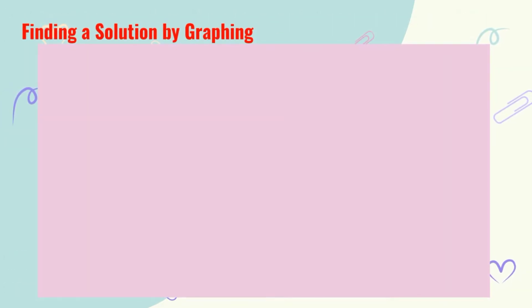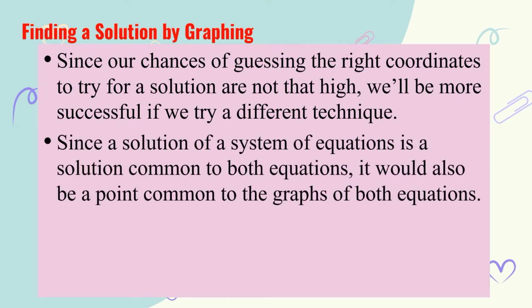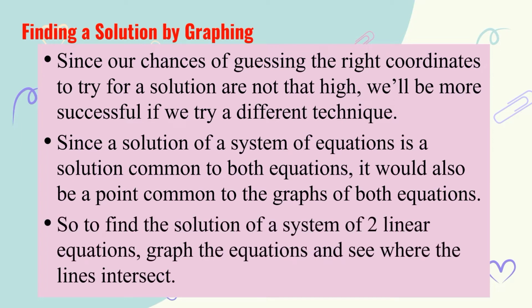Why do we need to graph a system of linear equations? Since our chances of guessing the right coordinates to try for a solution are not that high, we'll be more successful if we try a different technique. Since a solution of a system of equations is a solution common to both equations, it would also be a point common to the graphs of both equations. So, to find the solution of a system of two linear equations, graph the equations and see where the lines intersect.